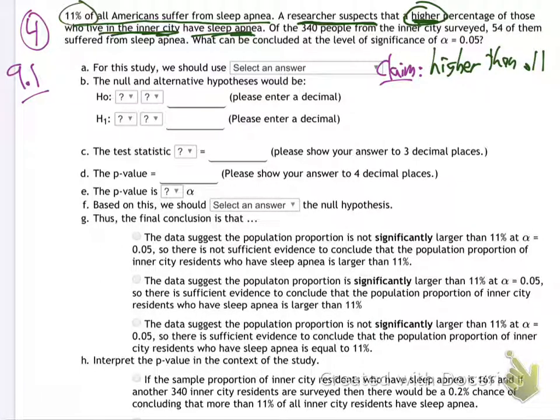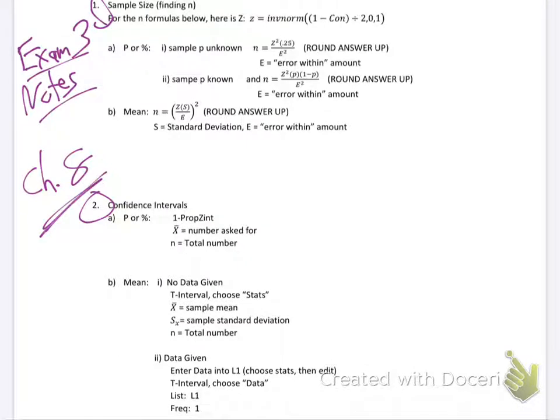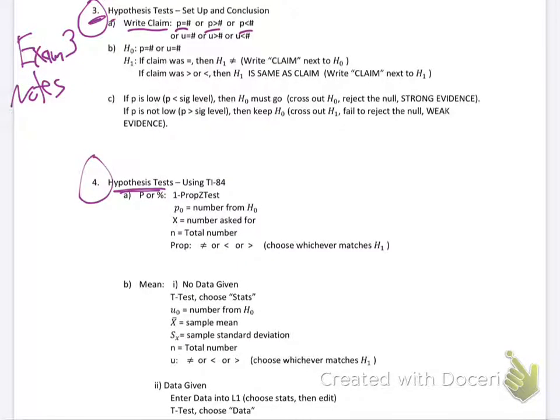So here's how we're going to write the claim. P higher, what's higher? Greater than 0.11. See how I'm following this right here? P equal, greater, or less. I did greater. P greater than a number. Next, you're supposed to write the H0, which is P equals a number.